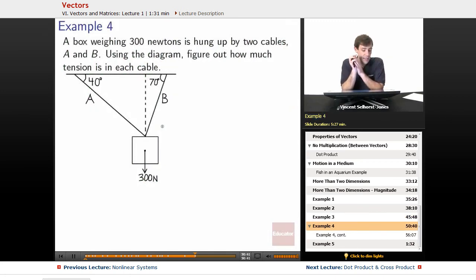All right, next up, a box weighing 300 newtons is hung up by 2 cables, A and B. Using the diagram, figure out how much tension is in each cable.